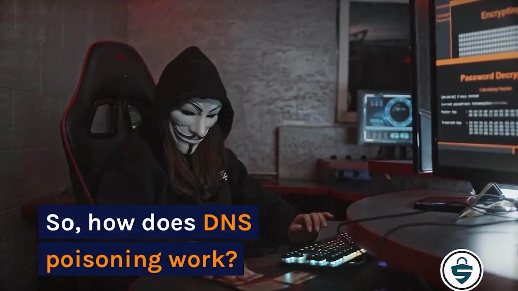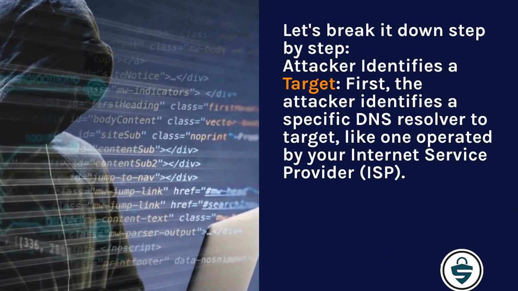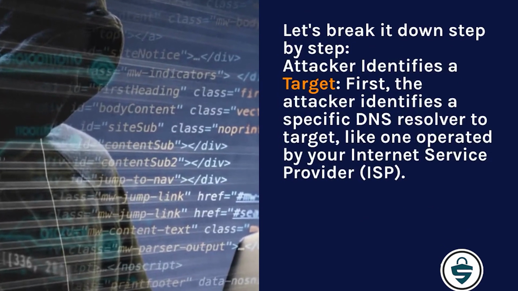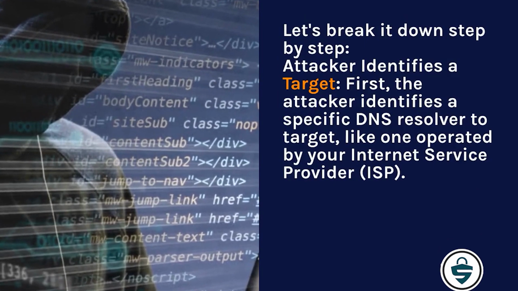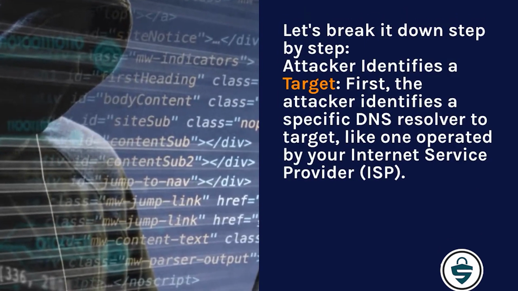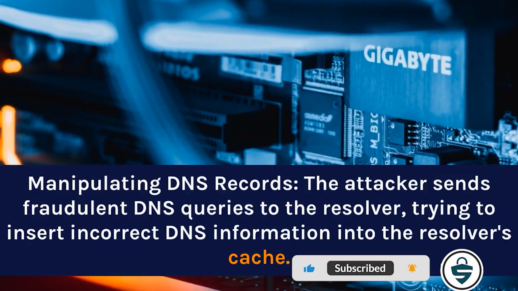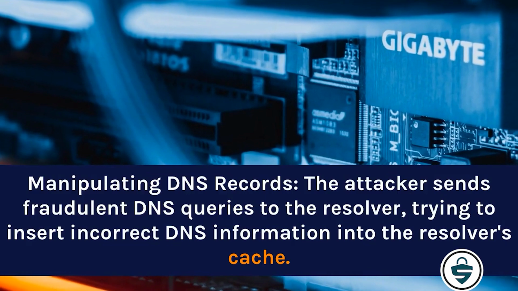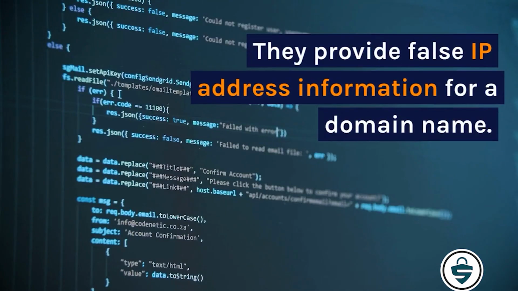So, how does DNS poisoning work? Let's break it down step by step. Attacker identifies a target. First, the attacker identifies a specific DNS resolver to target, like one operated by your Internet Service Provider, ISP. Manipulating DNS records, the attacker sends fraudulent DNS queries to the resolver, trying to insert incorrect DNS information into the resolver's cache. They provide false IP address information for a domain name.